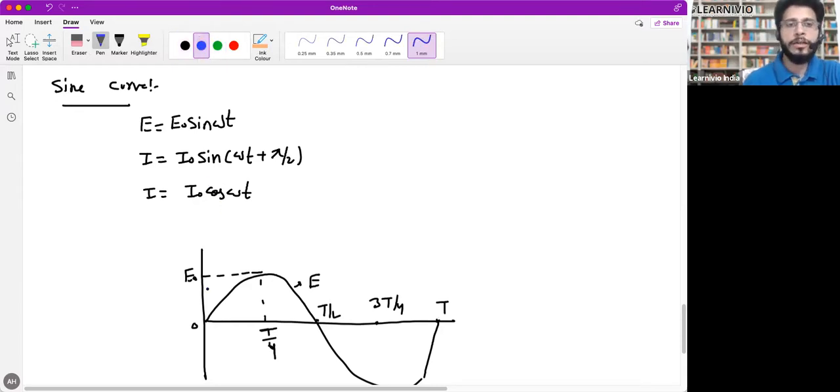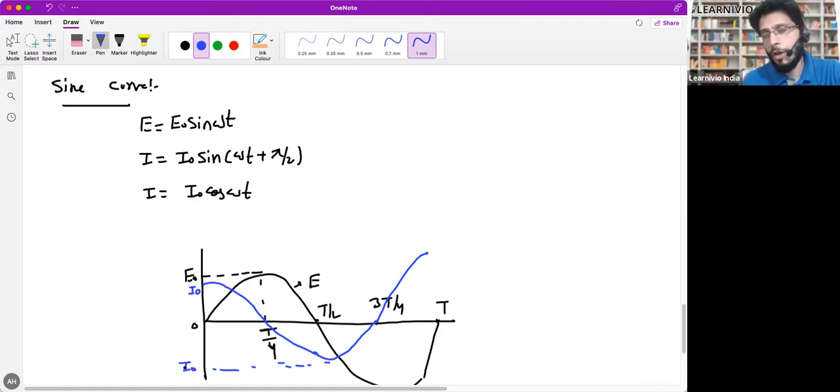For current, we have to draw the cos curve. So this is the cos curve. See, when your EMF is 0, your current is maximum. Out of phase, a phase difference of pi by 2, means when your current is 0, your EMF is maximum. When your EMF is maximum, your current is 0.